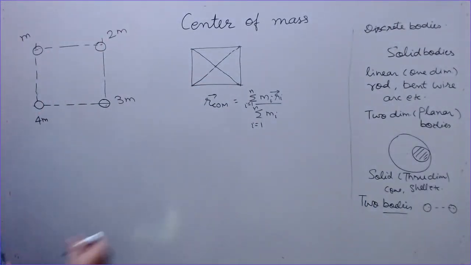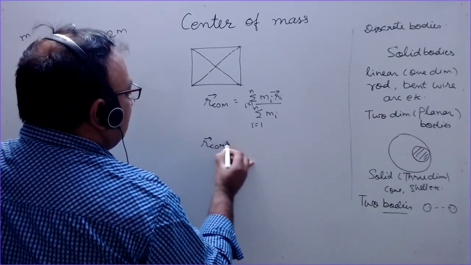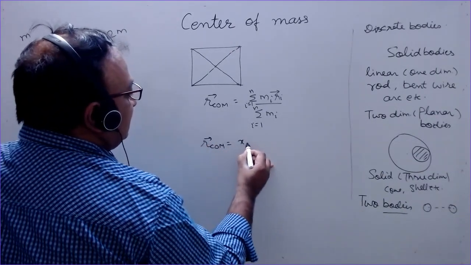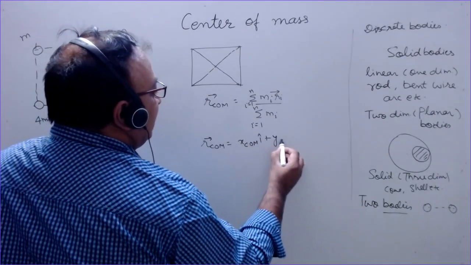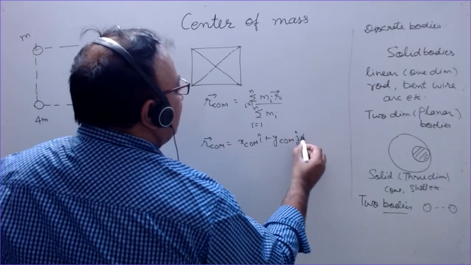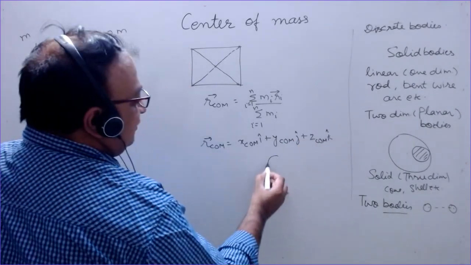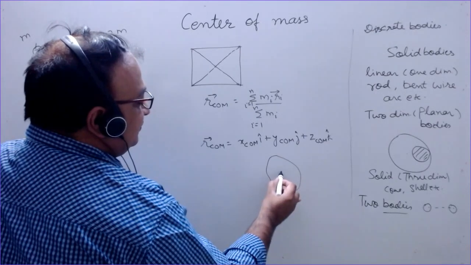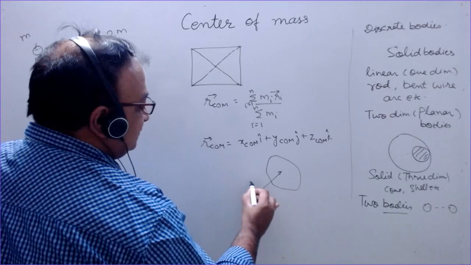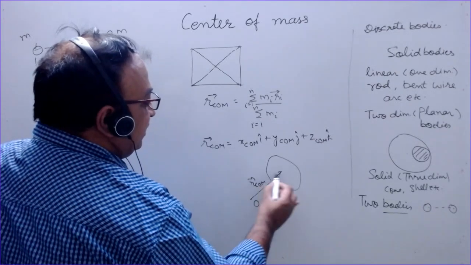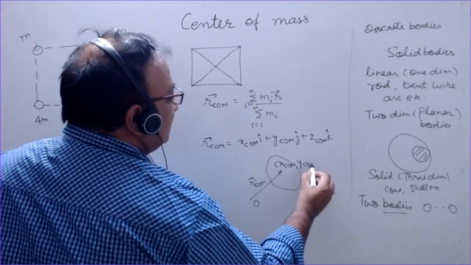So R can be written as equal to 3 coordinates in space, x i plus y j plus z k. So this is the COM, this is the origin, and this point is having the coordinates x, y, z.